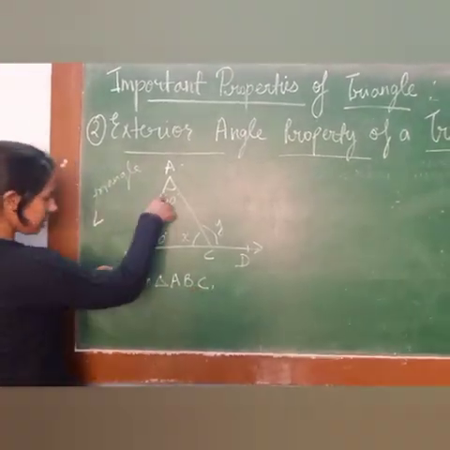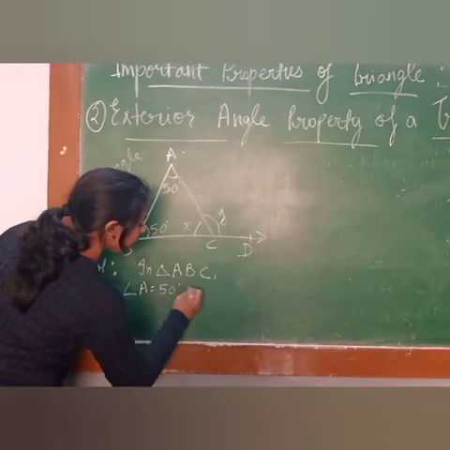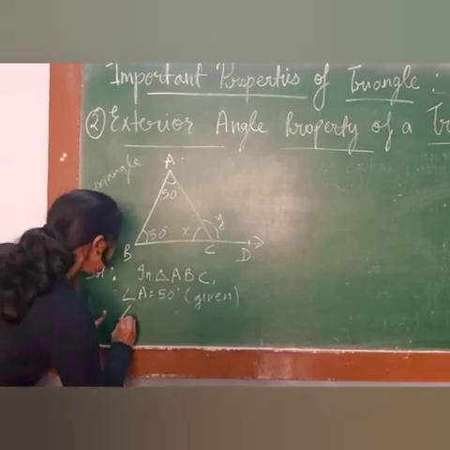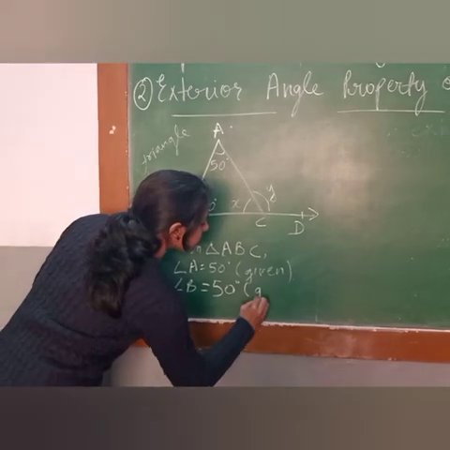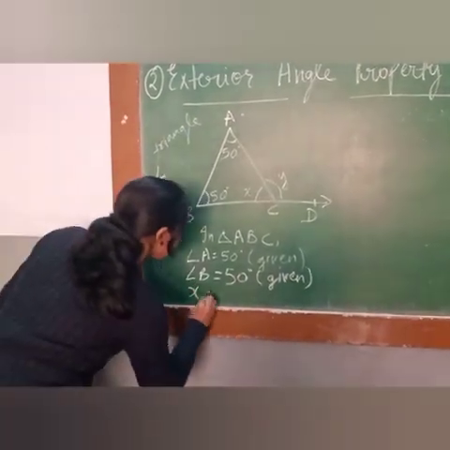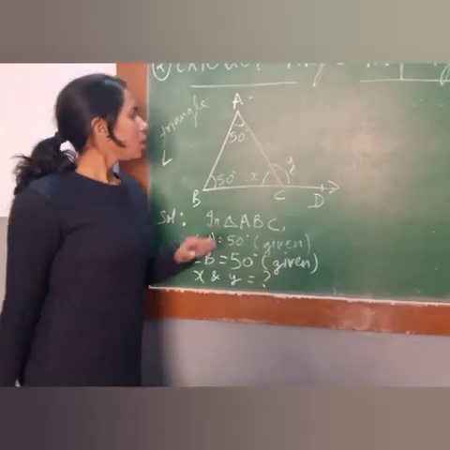In triangle ABC, angle A is equal to 50 degrees. In brackets, you will write given. Then angle B is equal to 50 degrees. Again, this is given in the question. Now what you have to find? X and Y. This you have to find.